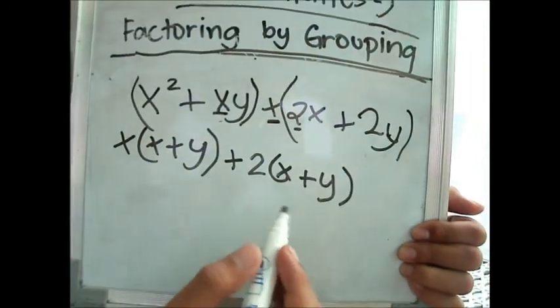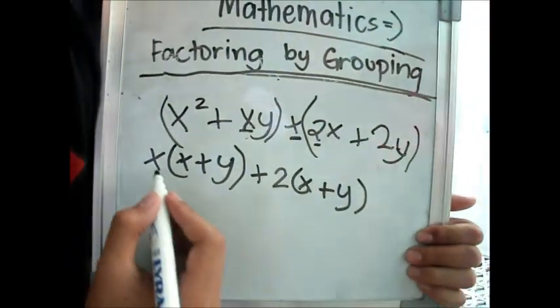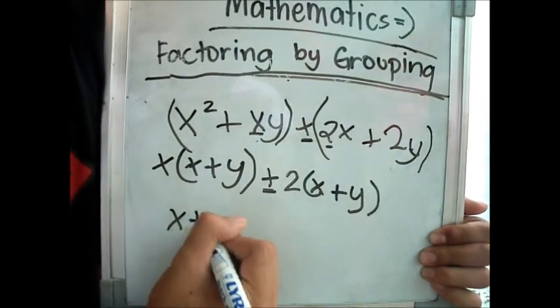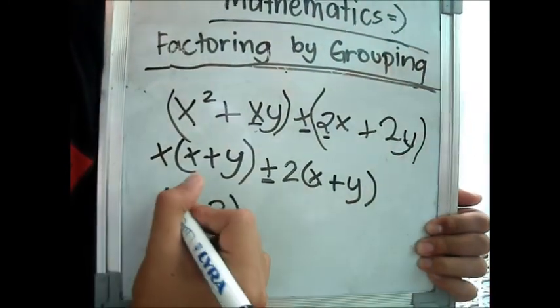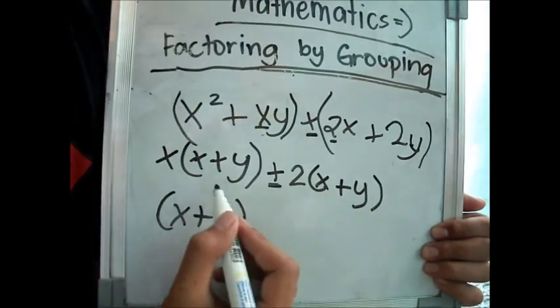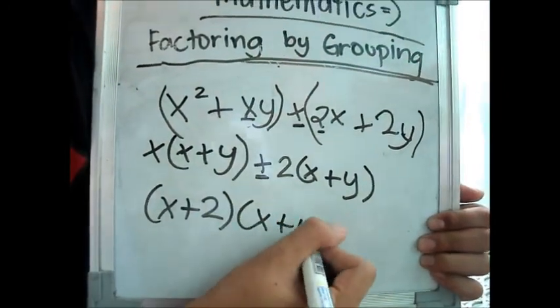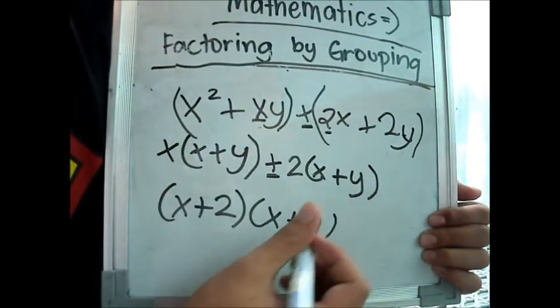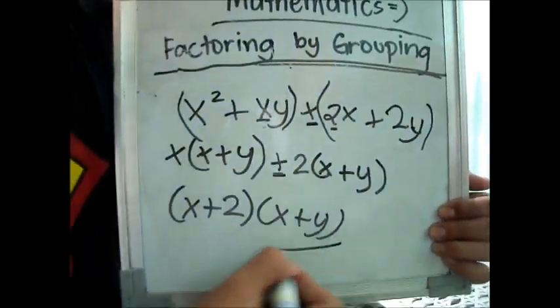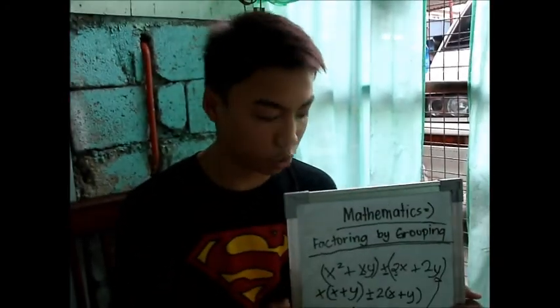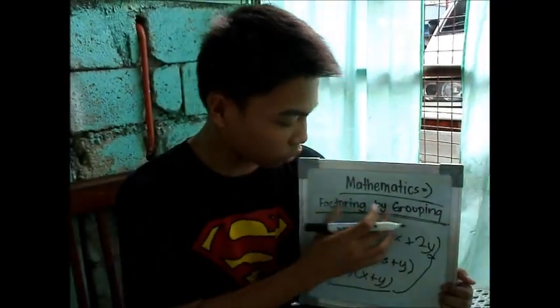Then after this, you will put x plus 2 because it's positive. You put a quantity and quantity there. You will put x plus y, x plus y, because it's the same. You will just put it in here. So that's the answer of this equation. Later on, I will give some examples of how to use factoring by grouping.